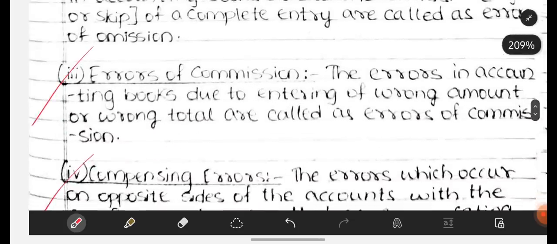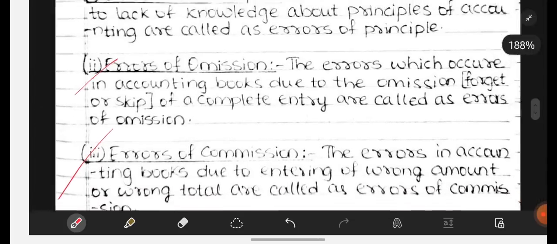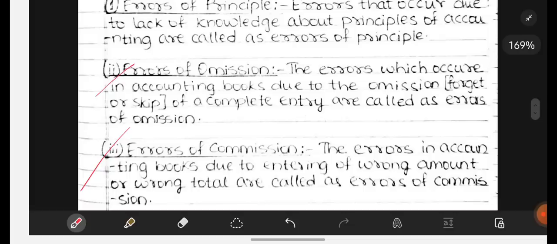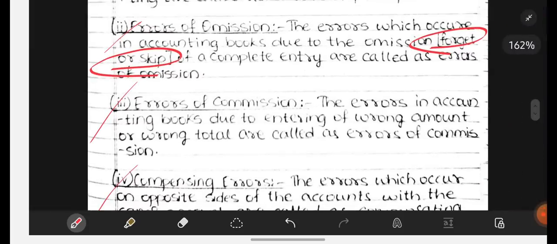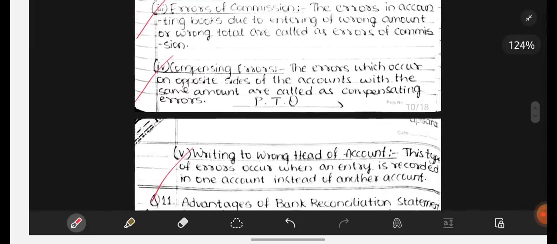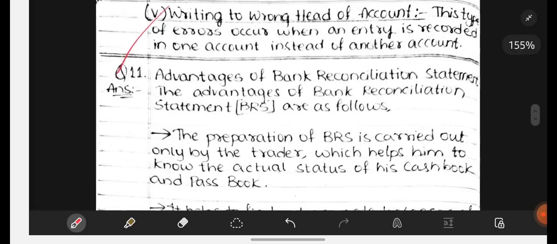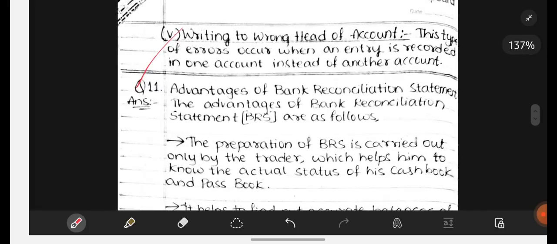Okay, then error of omission. Errors which occur in accounting books due to omission, forgetting or skipping. We will be forgetting sometimes this or that transaction, that time this will happen. Commission also. Then compensating errors, writing to wrong head of account. If it is in the debit and you write in the credit, that will be wrong.